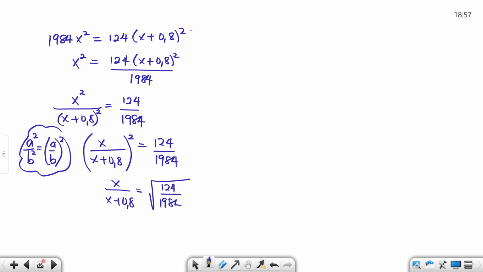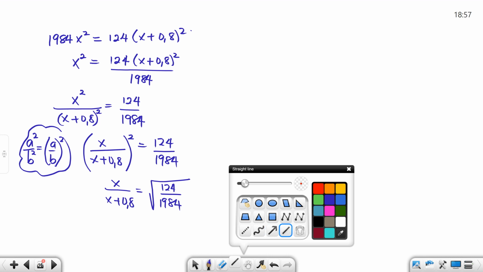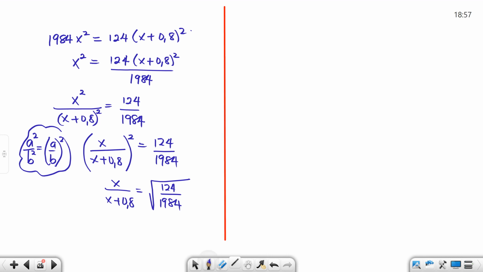Do you want to give me an answer to that? We are now using a calculator. This is some good question here. What's your answer there? 0.25.